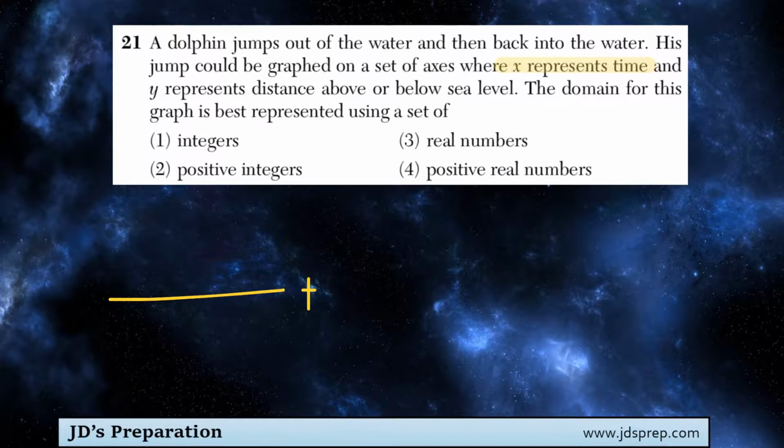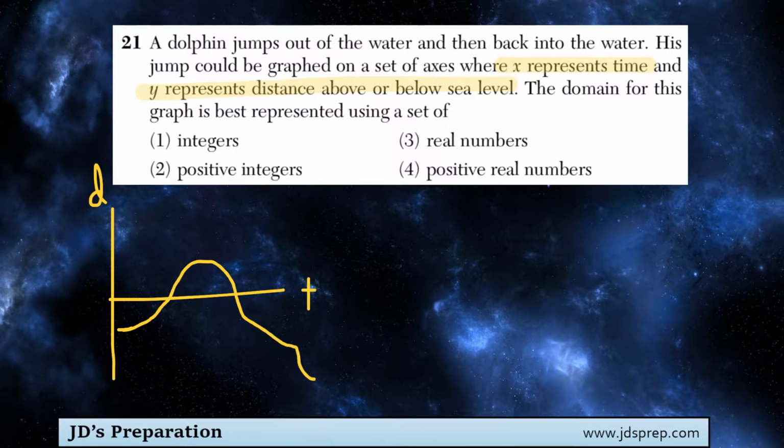And we also know that y represents the distance above or below sea level. So we would have both positive and negative y values. So I'll put d for distance here. So the domain for this graph, and by the way, if we could imagine a dolphin swimming under the water and then maybe it would jump up and then back down, it might kind of look something like that, right?